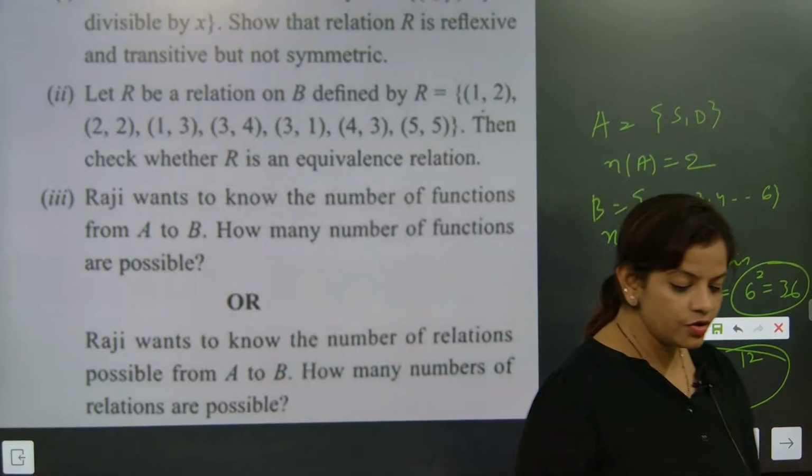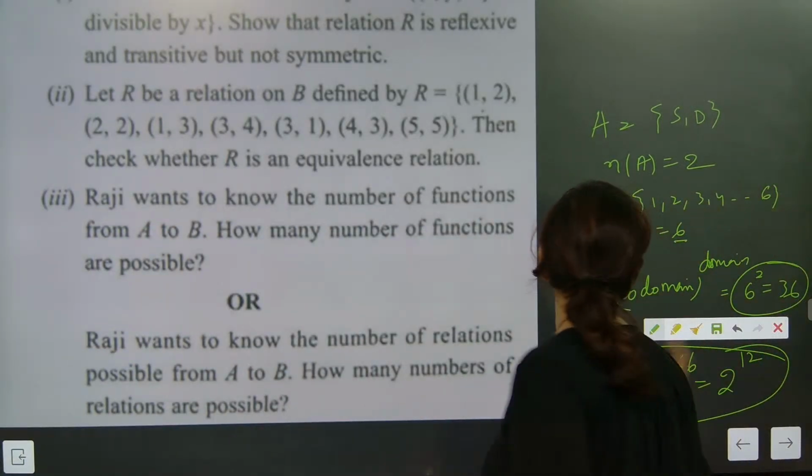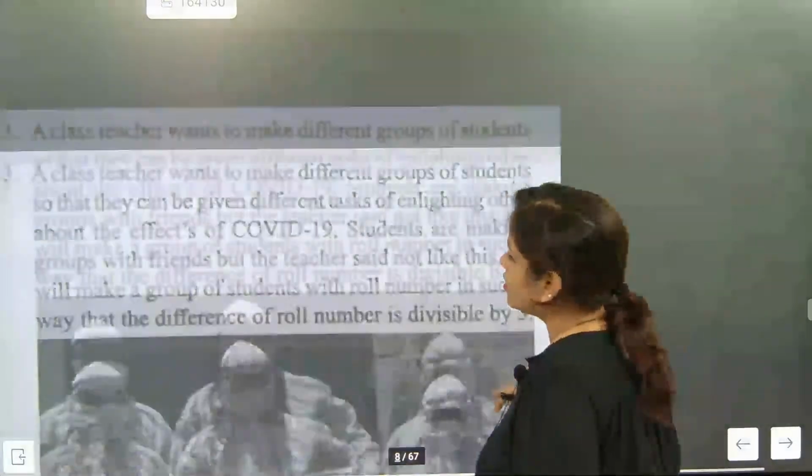Okay, Tanish, you are there in the group. Now we'll go for the next question.